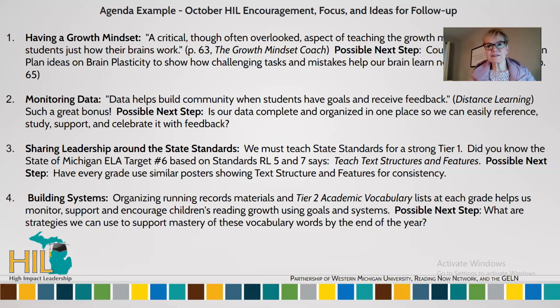The third one is we could talk about the ELA Target 6, and we could see how that was based on standards 5 and 7. It asks us to teach text structures and features. How are we doing that at every grade level? And perhaps, again, we'd want to make anchor charts that really show what those text structures are and the features. And then lastly, we could organize running record materials. We could organize our Tier 2 academic vocabulary list, but we could think about what resources, tools in our building that we have that we would like to make sure that everybody benefits from, both staff and students.